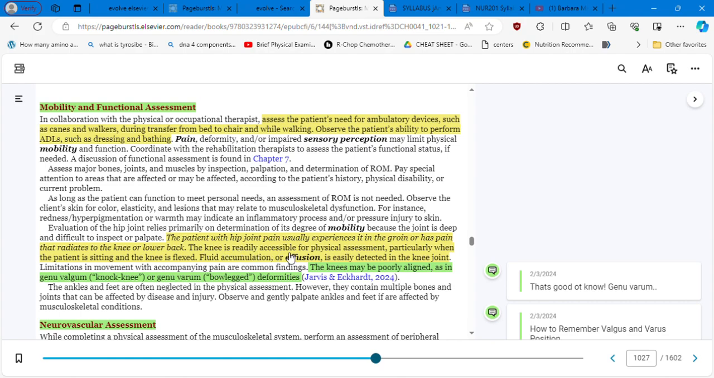The knee is readily accessible for physical assessment, particularly when the patient is sitting and the knee is flexed. Fluid accumulation or effusion is easily detected in the knee joint. The knees may be poorly aligned, as in genu valgum, knock-knee, or genu varum, the bow-leg deformities.